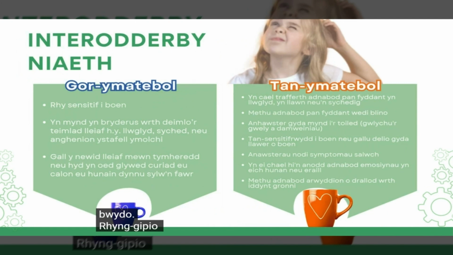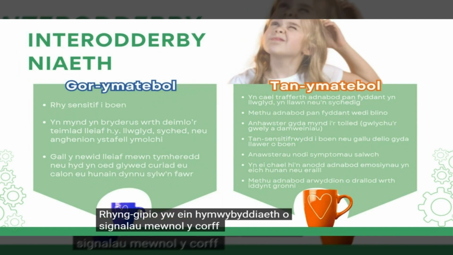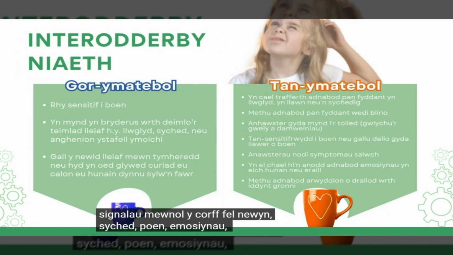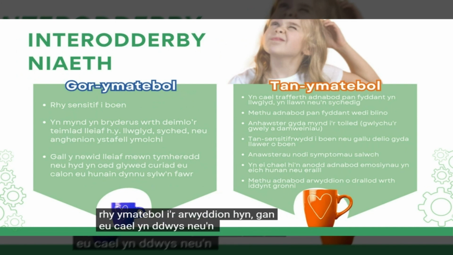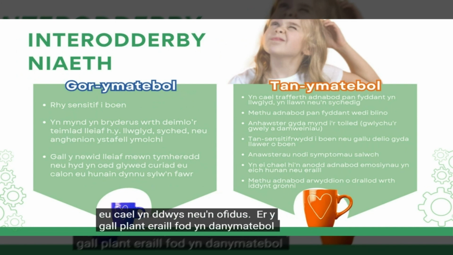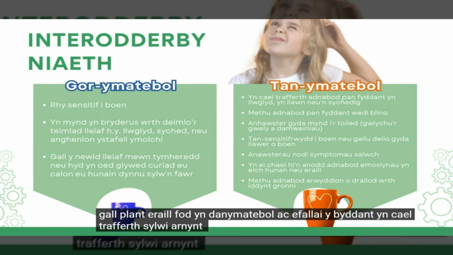Interoception is our awareness of internal body signals like hunger, thirst, pain, emotions, and needing to go to the toilet. Some children may be overly responsive to these cues, finding them intense or distressing, while other children may be under-responsive and may struggle to notice them at all, leading to missed signals.